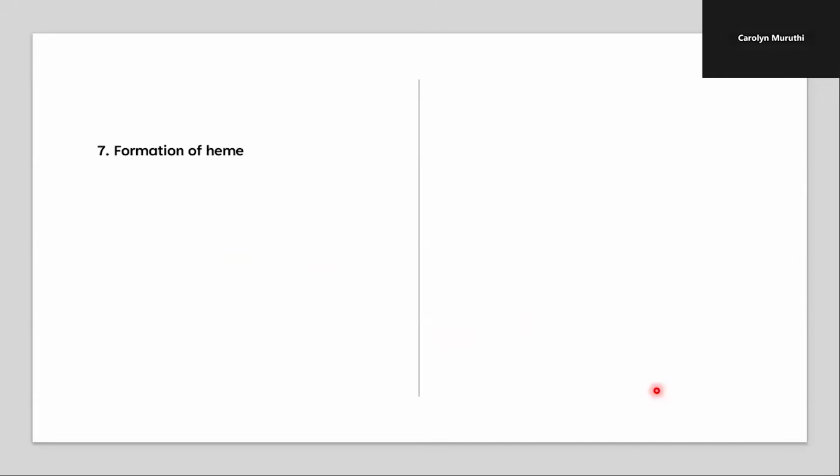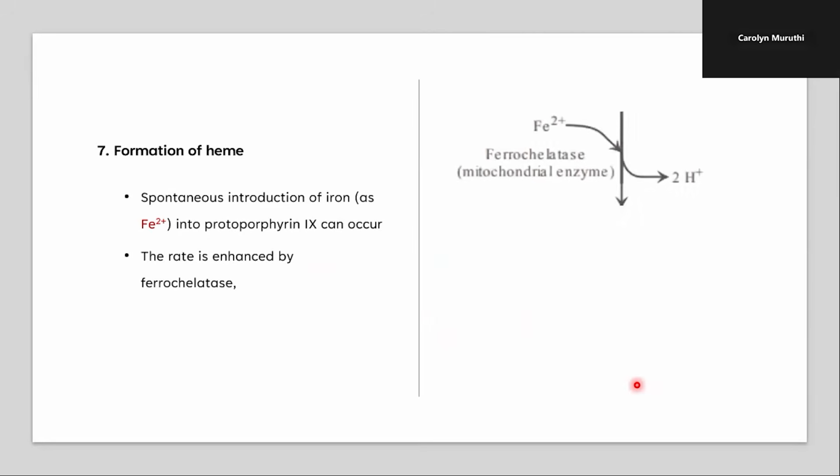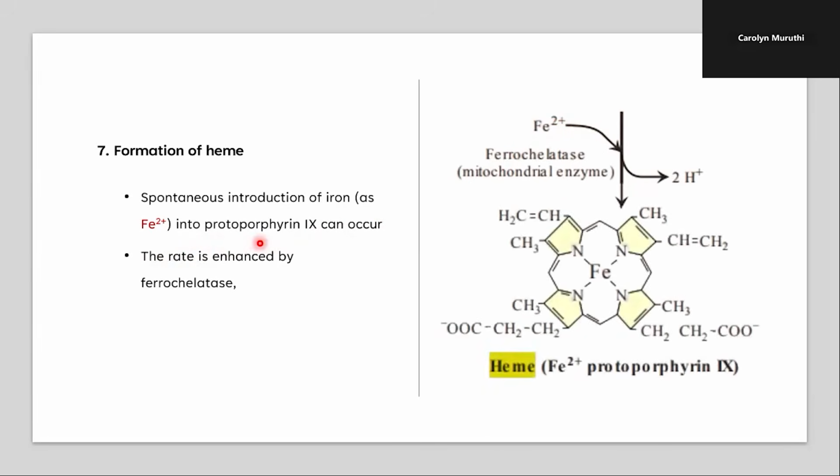In the final step, we have formation of heme, and here we have a spontaneous introduction of the ferrous ion to protoporphyrin 9. The rate of this reaction is enhanced by ferrochelatase, an enzyme which is inhibited by lead, as we shall see. So, this is a critical step that transforms protoporphyrin into heme, the biologically important prosthetic group.